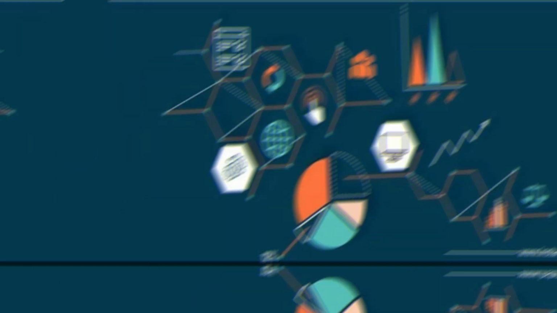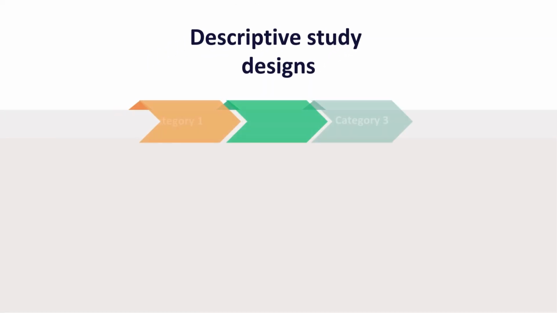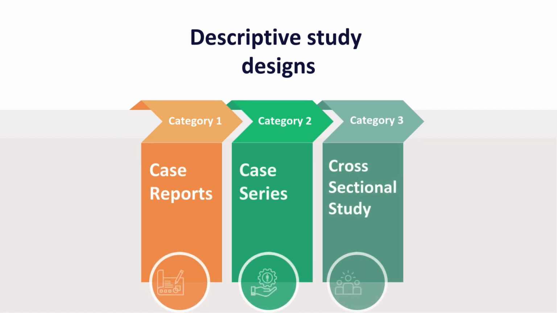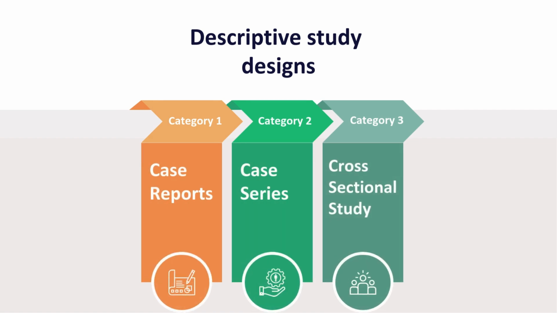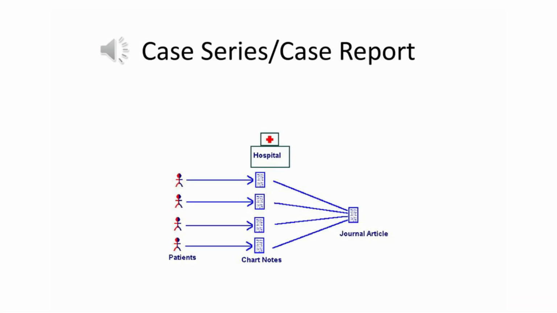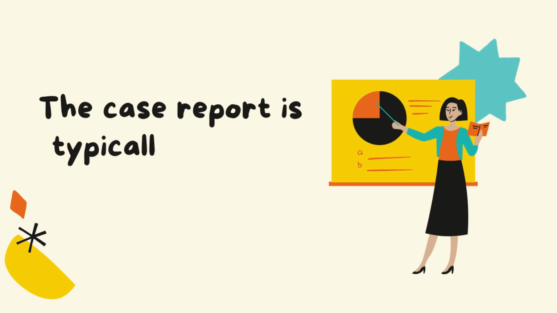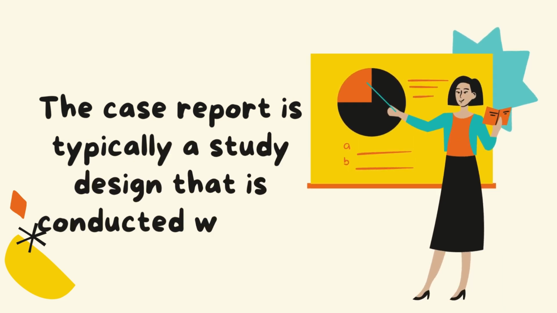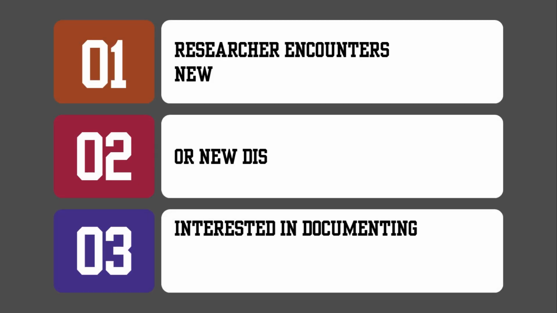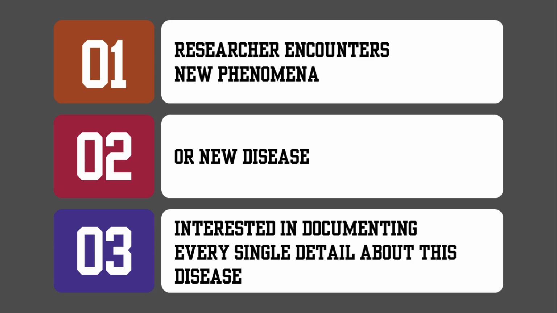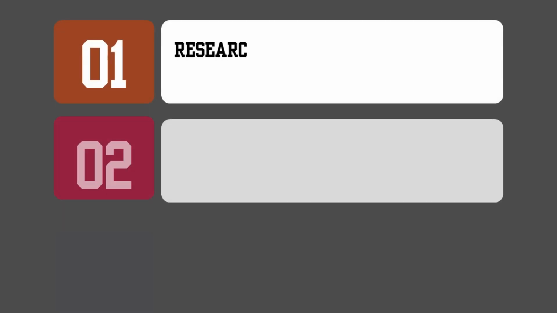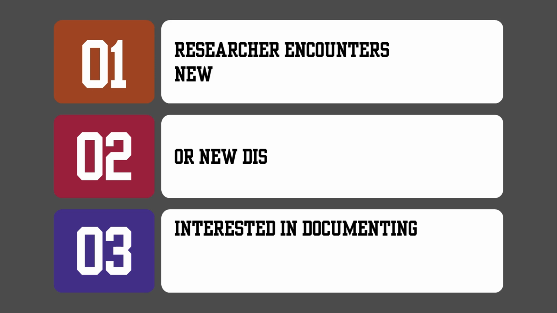We have three main categories of descriptive study designs. The first category are what we call the case reports. The second are the case series, and then the third are the cross-sectional study designs. So I'm going to talk about the case report and the case series in the same breath because they are one and the same. Now, the case report is typically a study design that is conducted when a researcher encounters a new phenomena, encounters a new disease, and is interested in documenting every single detail about this disease.